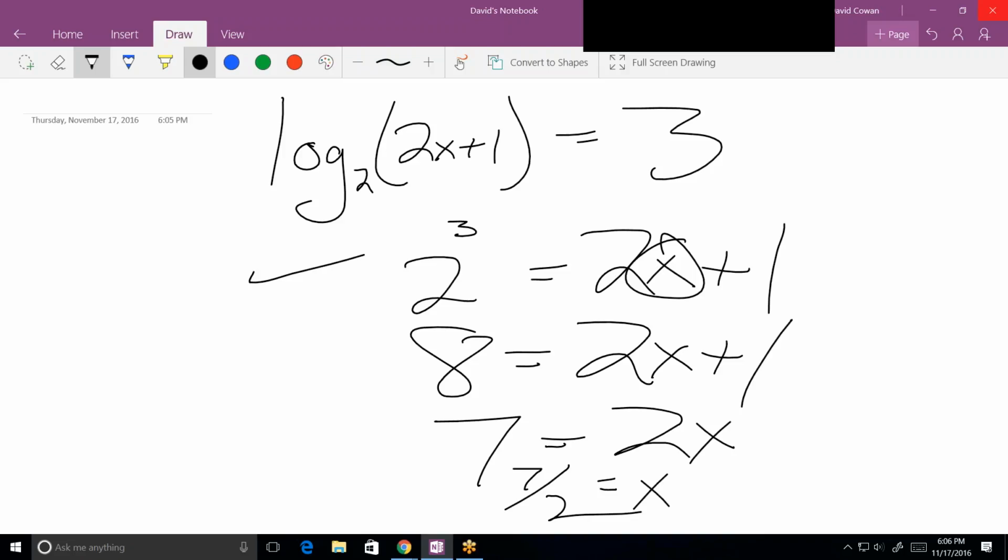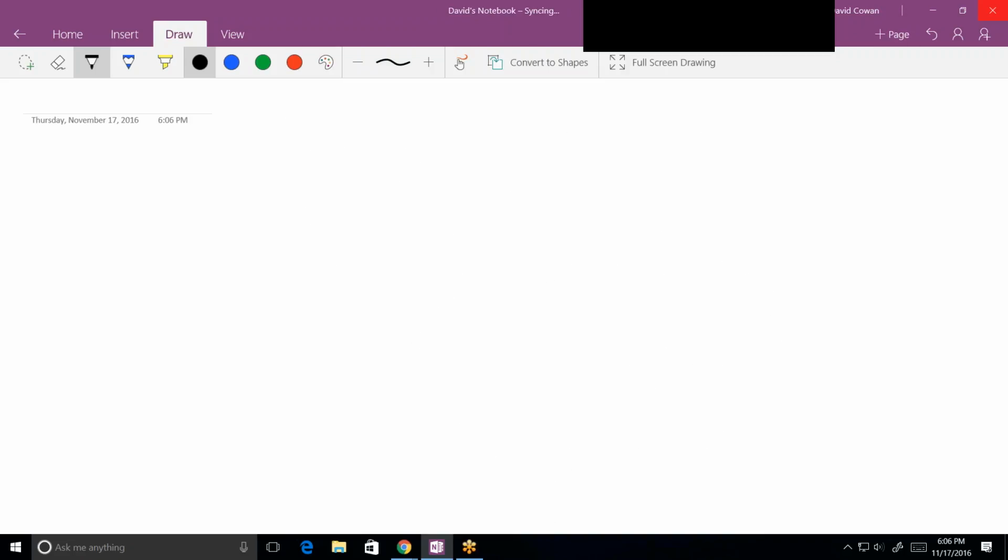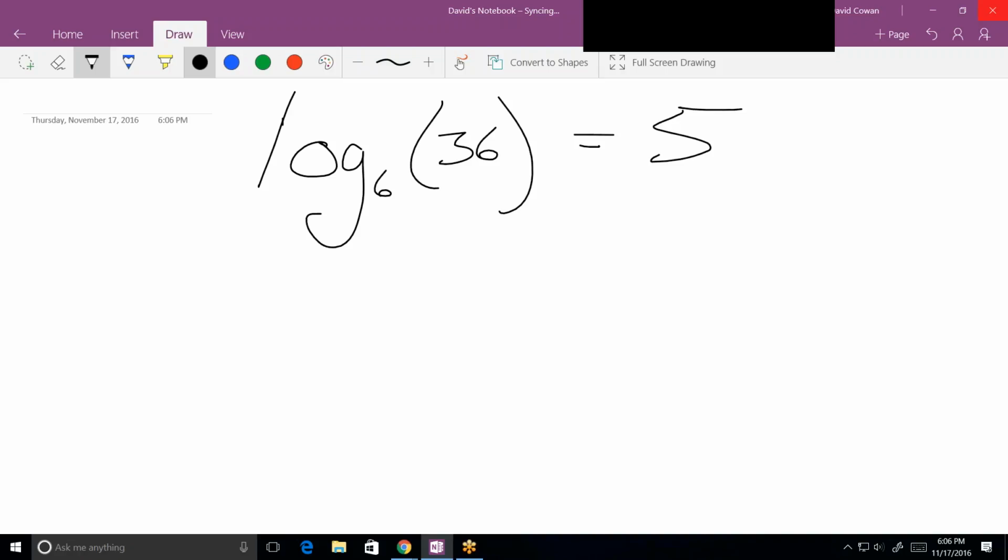Okay, the next one is log base 6 of 36 equals 5x plus 3. Now I could say 6 to the 5x plus 3 power equals 36. But that one's going to be hard to solve. I'm not going to know how to solve that. Let's look at that first. What is the log base 6 of 36 equal to? Log base, like the whole log itself?